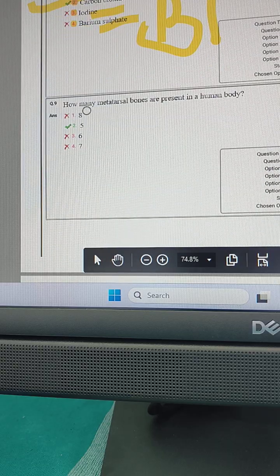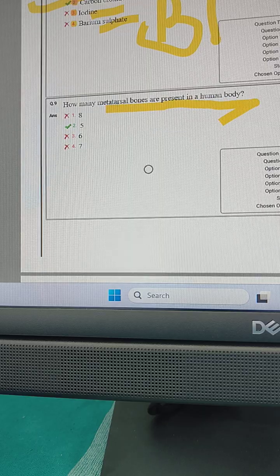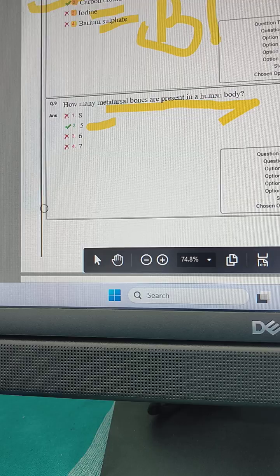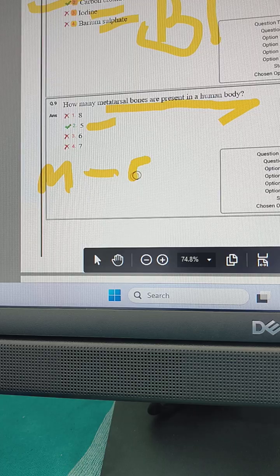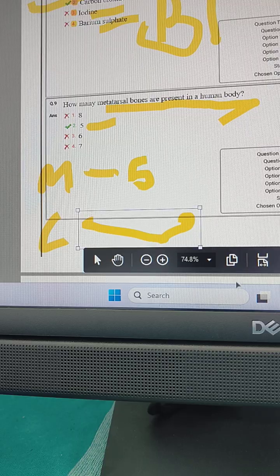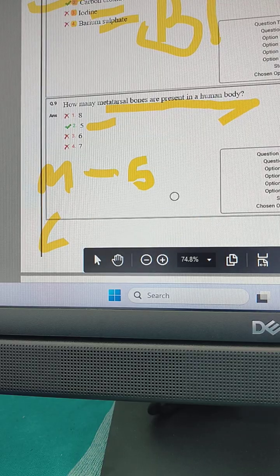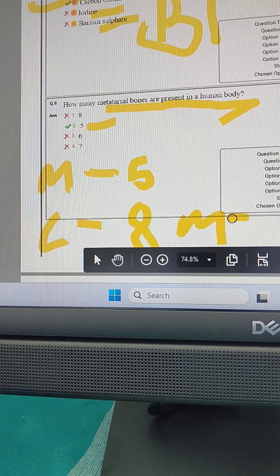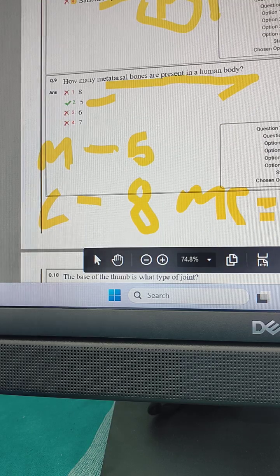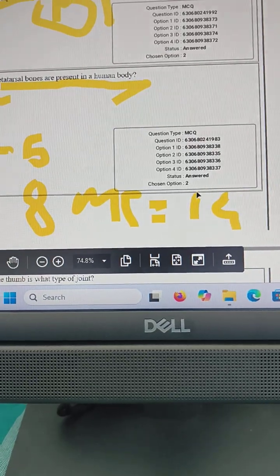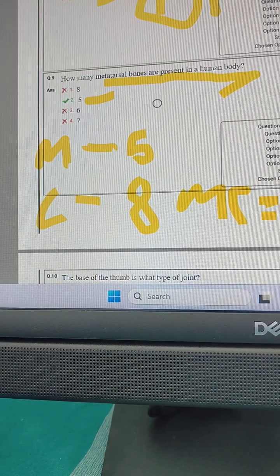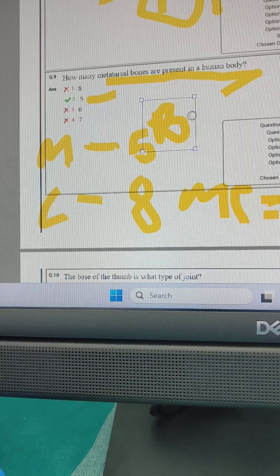How many metatarsal bones are present in the human body? The correct answer is 5, everyone should know. Metatarsal bones are 5 per foot, and carpal bones are 8. Carpals are 8 bones and metatarsals are 14 bones in total. So the correct answer will be B. These questions, okay.